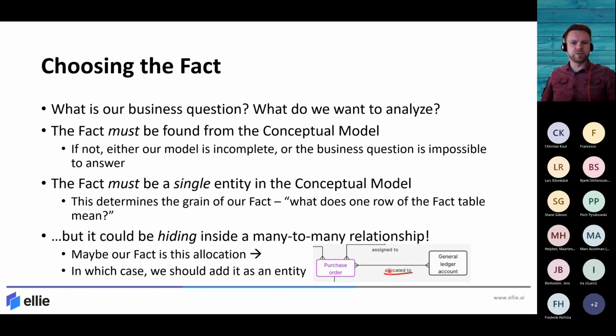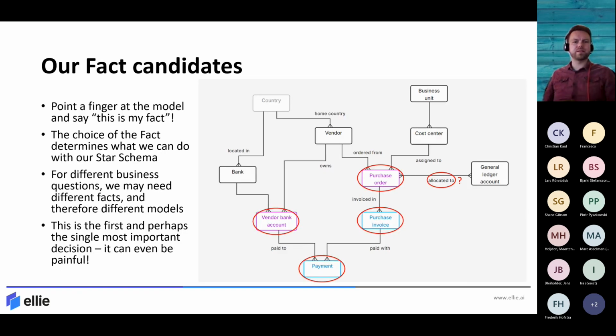It's of course possible that we are missing an entity from the model. We could have a many-to-many relationship, as we see here, where the allocation could be added as a separate entity, and that would actually be the fact. So it's possible that we don't see it immediately, but if we realize that this is actually the fact we're interested in, then we should add that as an entity. But I'm not going into that. The candidates we'll consider now are basically the entities circled here. And what we have to do, and this is the first step in the thought process, is point a finger at this and say, this is the fact. And that determines basically everything. So this is the single most important decision that you can make.